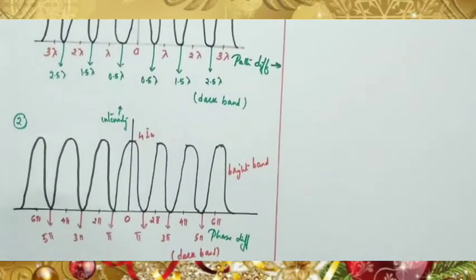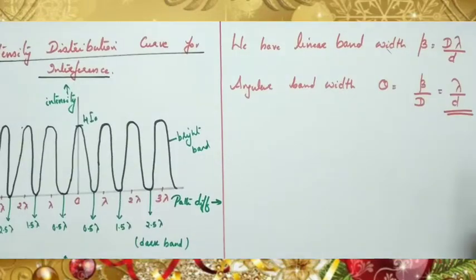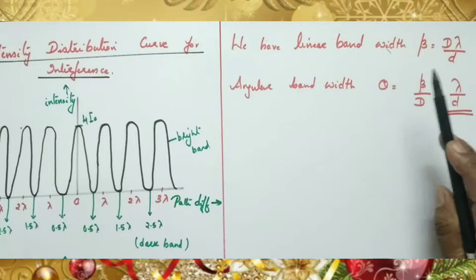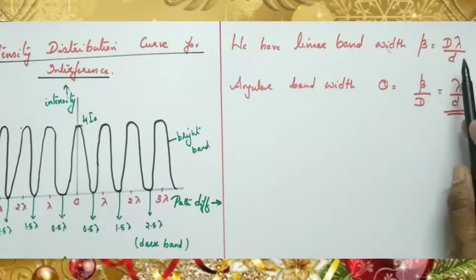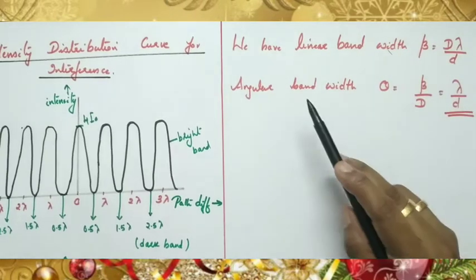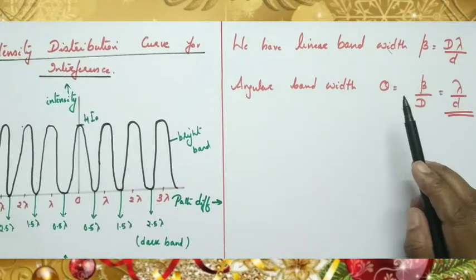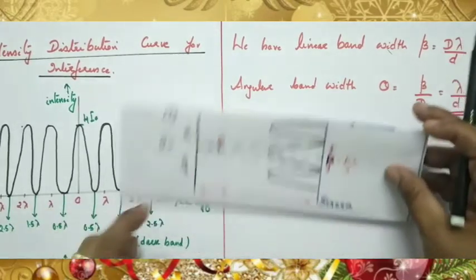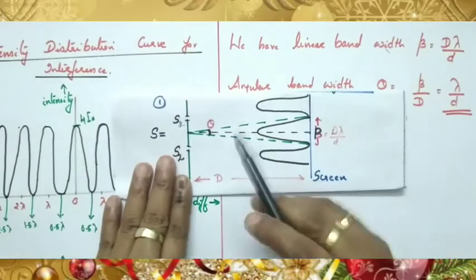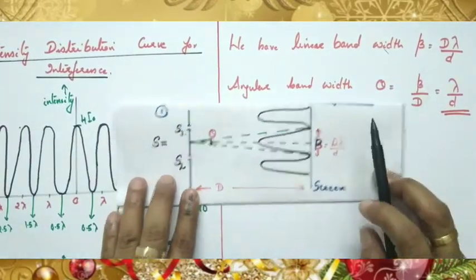We have the linear bandwidth of a bright fringe and dark fringe, β = Dλ/d. Now what is the angular bandwidth? You just have to memorize the formula for angular bandwidth. What is angular bandwidth? I will explain. Only the formula is needed for you.